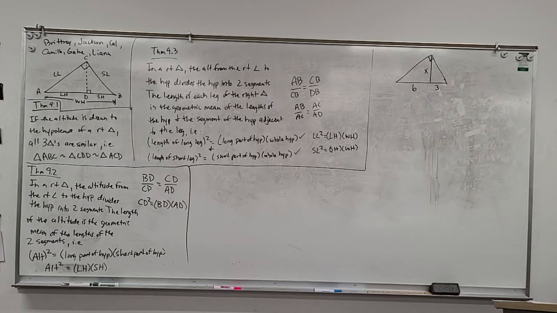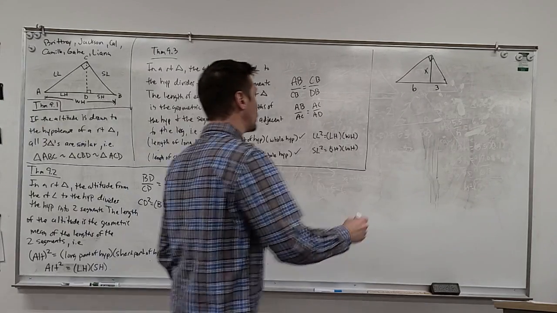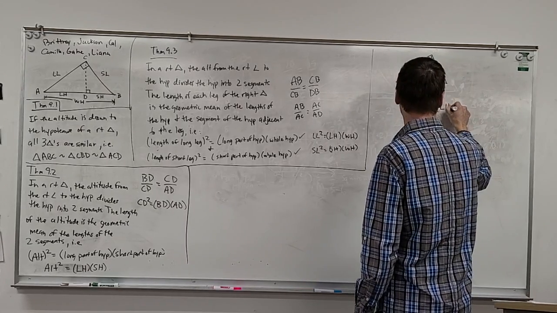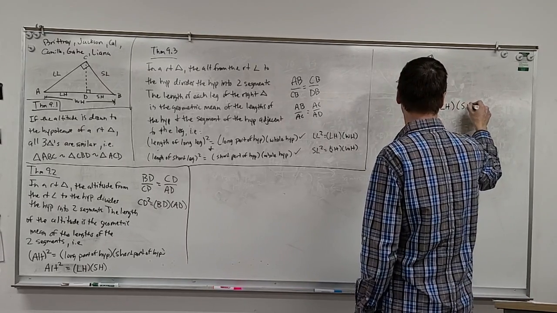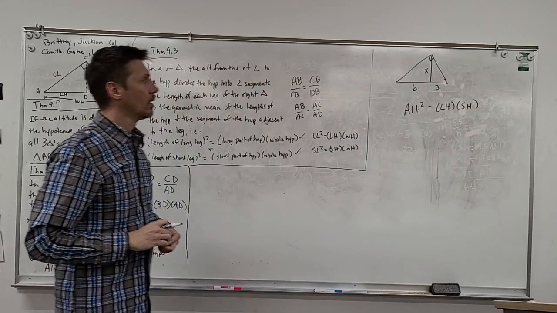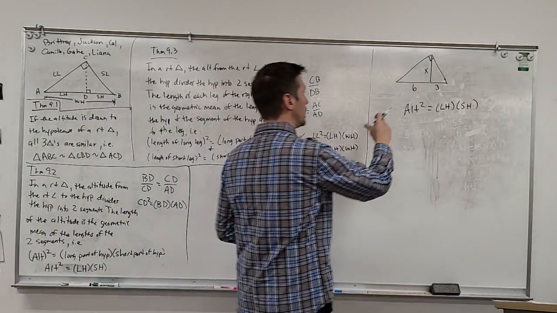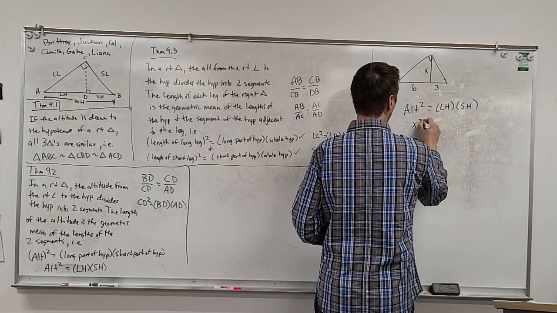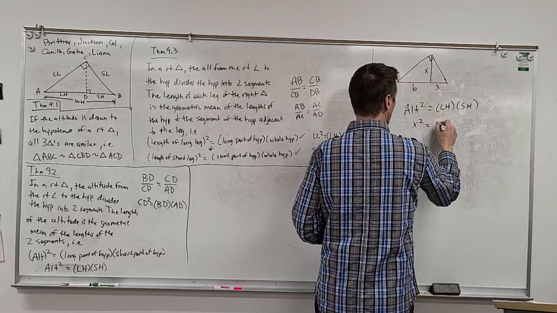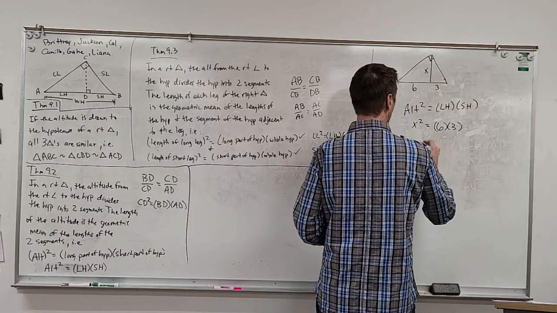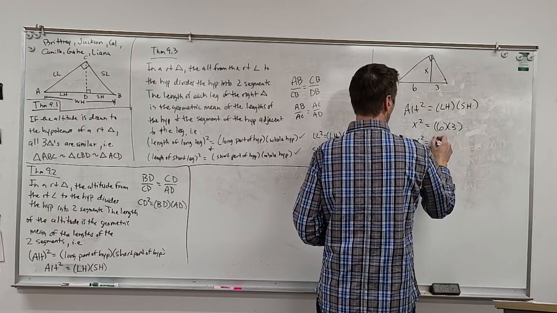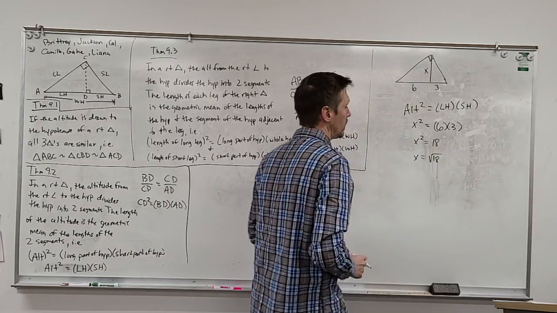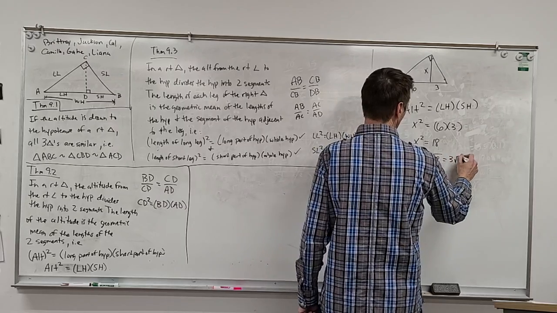So let's see, Liana said the 9.2 says that the altitude squared is equal to the long part of the hypotenuse times the short part of the hypotenuse, right? So altitude in this one is x. So x squared equals the long part, 6, times the short part, which is 3. So x squared equals 6 times 3, which is 18. So x equals the square root of 18. And we can pull a 9 out of that, and we can say that it's 3 times the square root of 2.